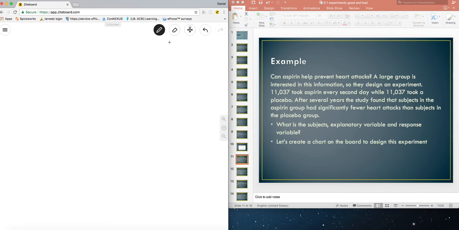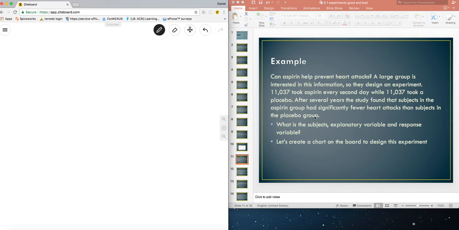After several years, the study found that subjects in the aspirin group had significantly fewer heart attacks than the placebo group. So first of all, the subjects are the 22,074, I think, people who volunteered, because we basically added those two numbers together. The explanatory variable is taking aspirin or taking a placebo, and the response is how many heart attacks somebody had.